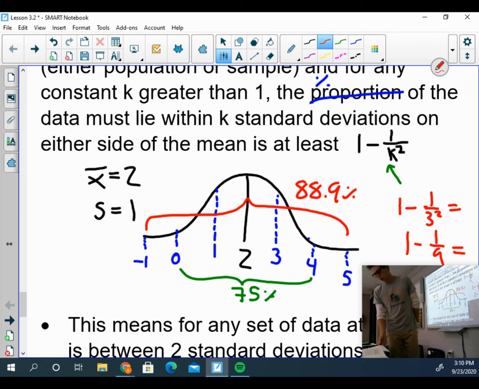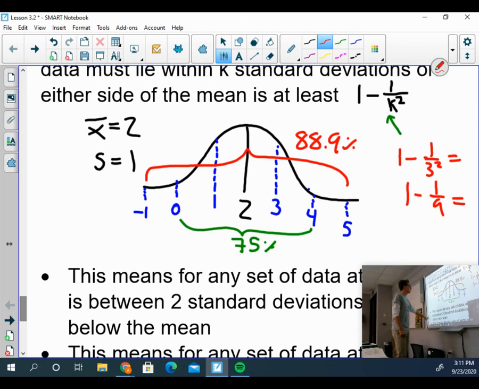Okay? Chebyshev's formula is huge because it guarantees how much data is between 2 values. That's what you need to remember for Chebyshev's. Remember the 1 minus 1 over k squared formula. It guarantees how much data is between certain amounts of standard deviations. I can guarantee you that if I have a mean of 2 and standard deviation of 1, 75% of my data is between 0 and 4. At least. Could be more, but at least that many.